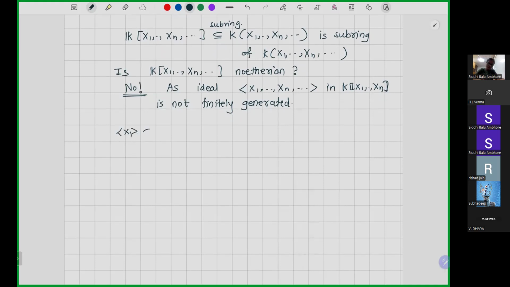This ideal (x1) is properly contained in (x1, x2). Similarly, this is again contained in (x1, ..., xn), and the chain goes on. It doesn't stop since there are infinitely many variables. We can always add one more extra variable to this, and the above chain does not stabilize.